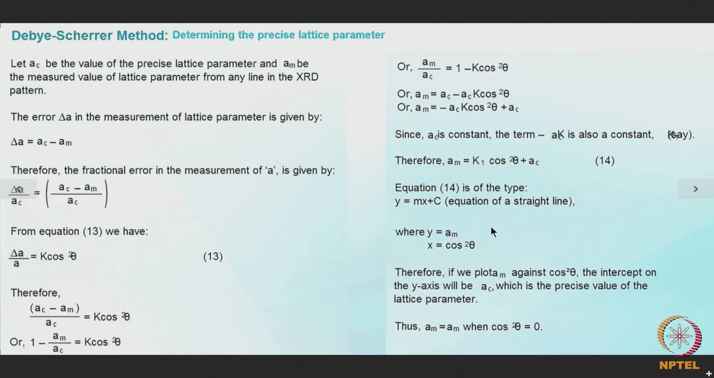Now, this equation is of the type y is equal to mx plus c, the equation of a straight line, where y is the measured value of lattice parameter AM and x is cosine square theta. Therefore, if we plot AM against cosine square theta, the intercept on the y axis will be AC, which is the precise value of the lattice parameter. AM will become equal to AC when cosine square theta is equal to 0.